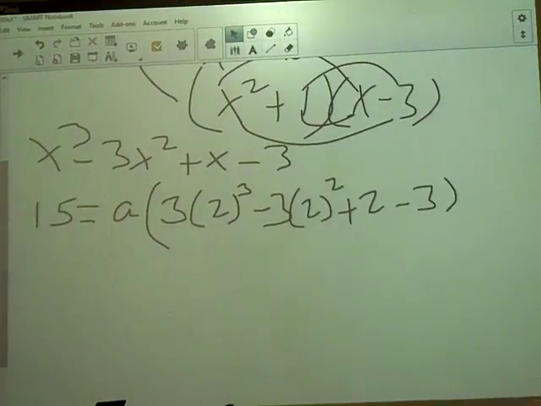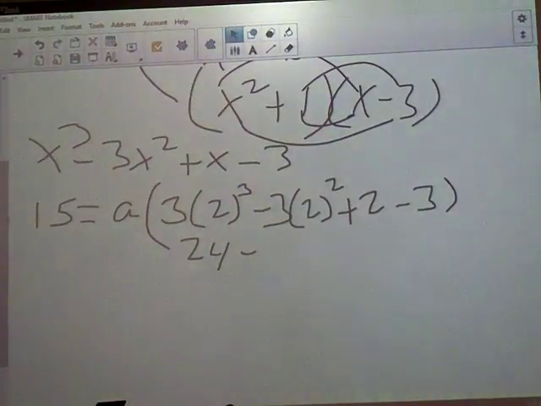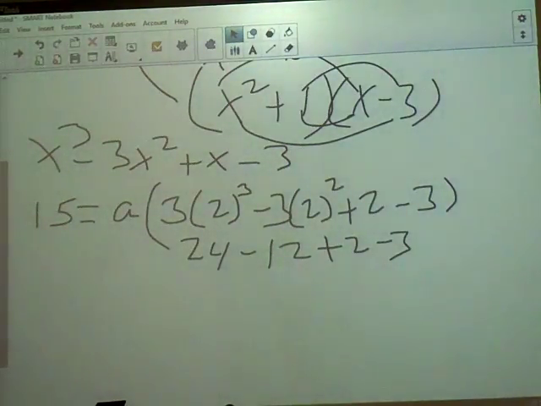So 2 cubed is 8 times 3 is 24. 2 squared is 4 times 3 is 12. 24 minus 12 is 12 plus 2 is 14. Minus 3. I've messed up somewhere. I see where I messed up. Anybody else see it?